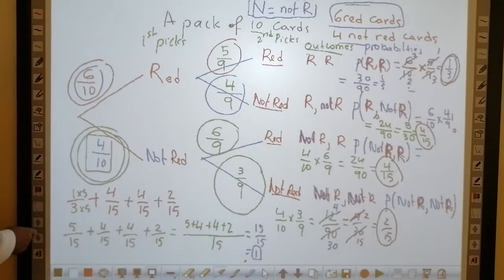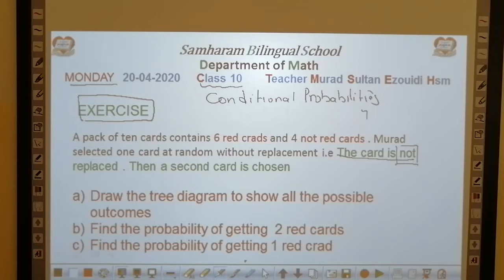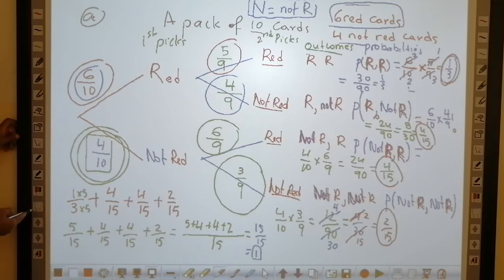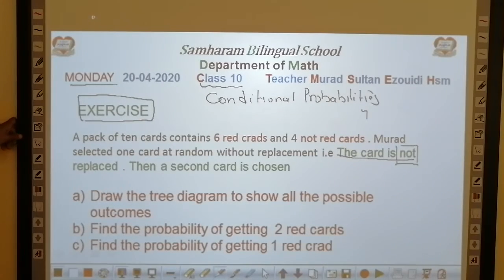Okay, so now we draw this. Okay, we draw now. This is small a. This is A. Okay, then small b.